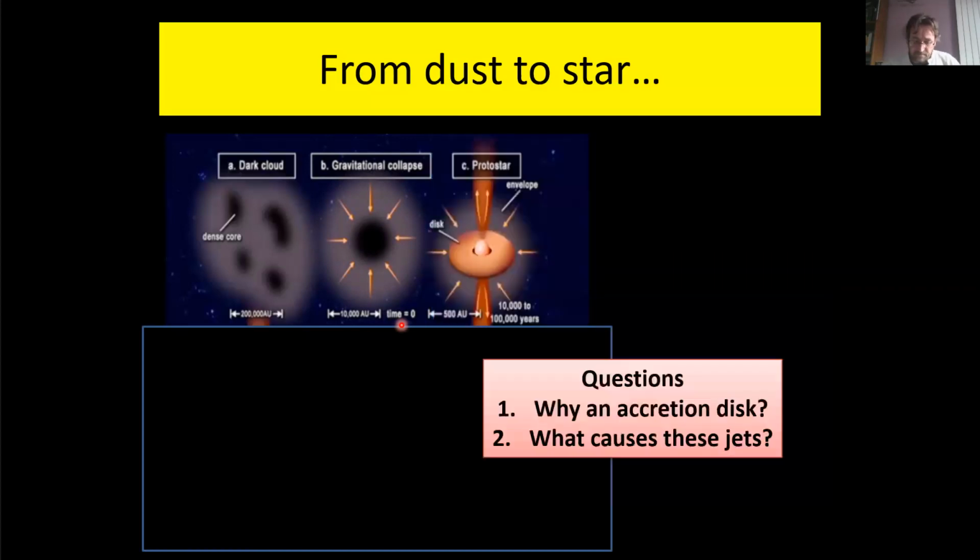So what forms then? We have seen these disks, where stuff is still falling in. We now talk about 500 astronomical units, contracted by a factor of 20. Then we talk about the protostar in the center, with this disk of material and a bit of an envelope. And seemingly what forms then are these jets. This brings us to the question: why these accretion disks, and what causes the jets?